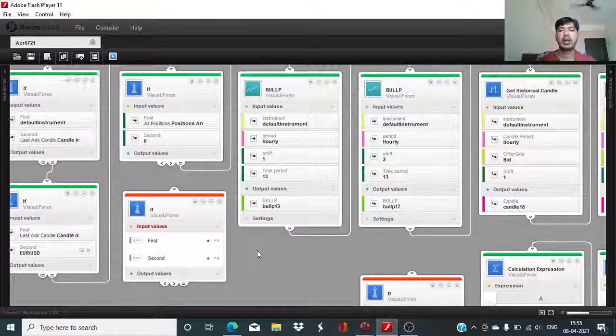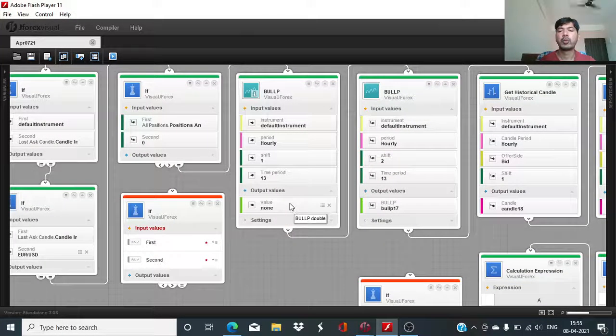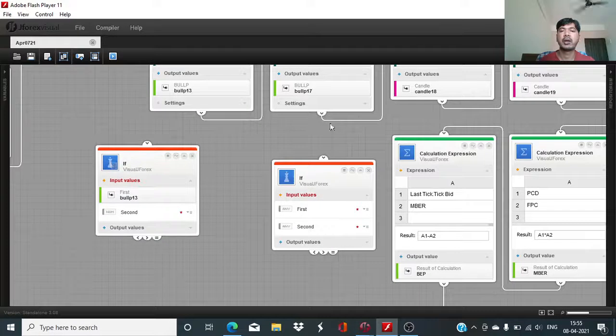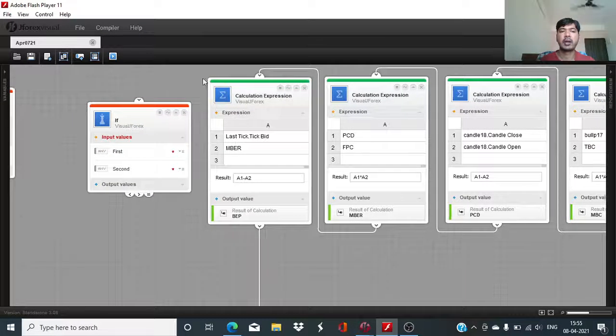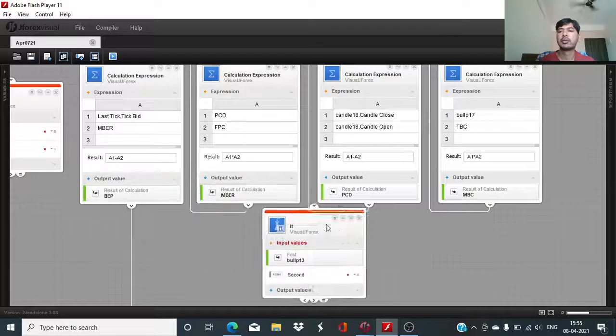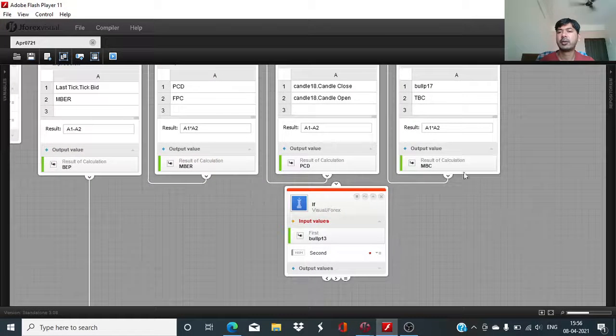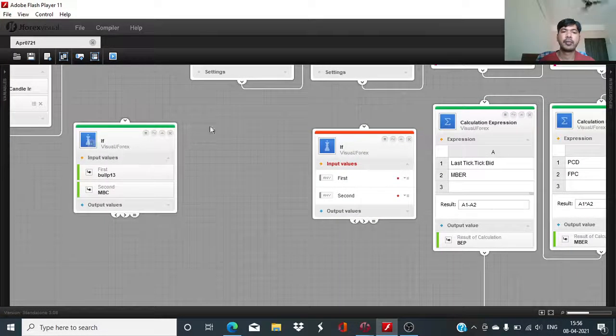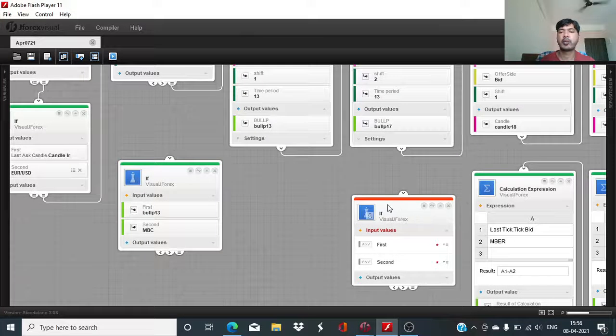So here we need the last hour's Bull Power output value to be twice the prior hour's Bull Power output value, and we have defined that here. So first input should be greater than second input.